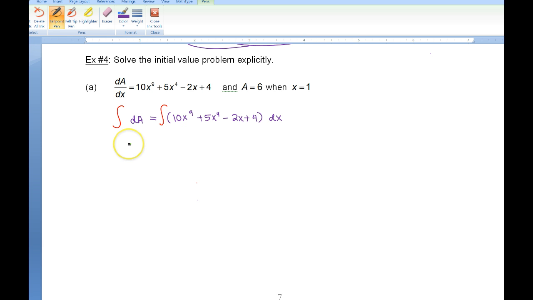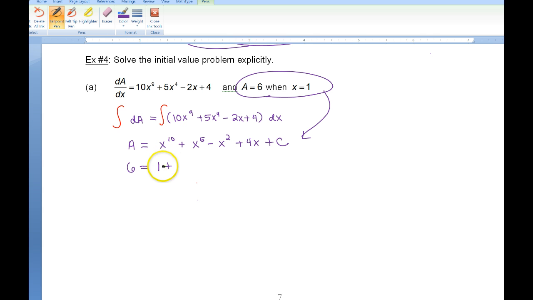The integral of dA is A, and the integral of the long expression on the right side is x to the 10th, 10x over 10, plus x to the 5th, minus x squared plus 4x plus c. Then we take this and plug 6 in for A, so you have 6 equals 1 plus 1 minus 1 plus 4 plus c. And so 6 equals 5 plus c, so c equals 1.